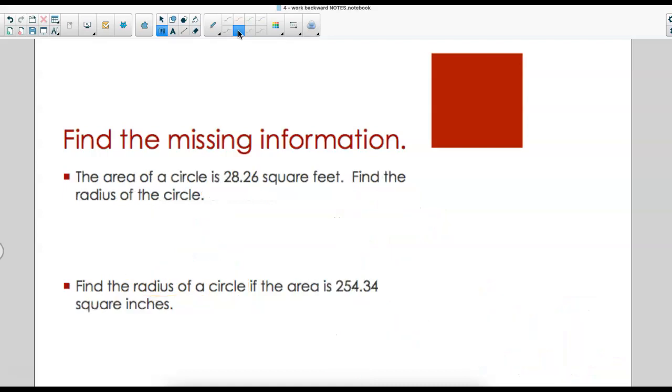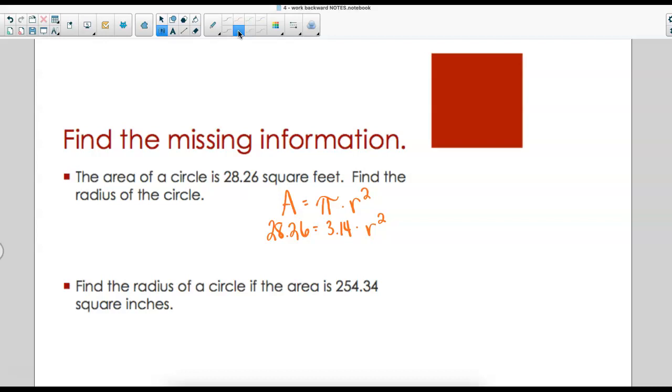Okay, last slide. The area of a circle is 28.26 square feet. Find the radius of the circle. Since it's talking about area, we're switching our formula. A equals pi times radius squared. Okay. A is 28.26 equals 3.14 times r squared.